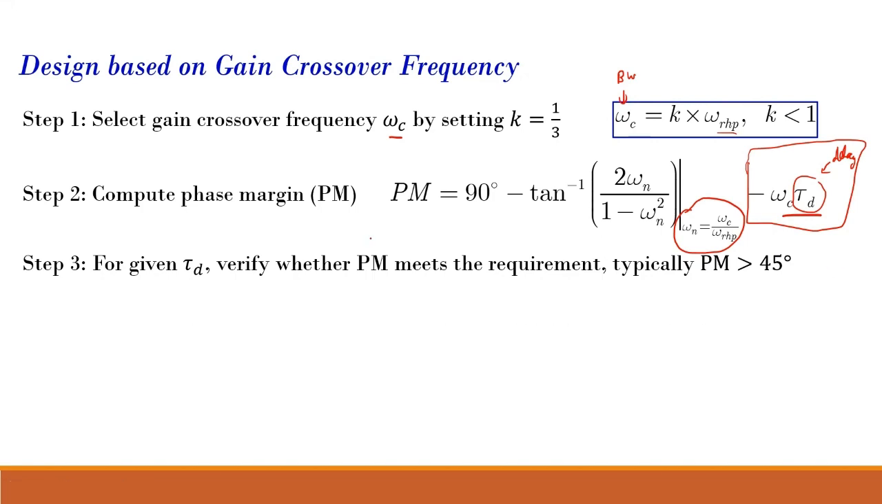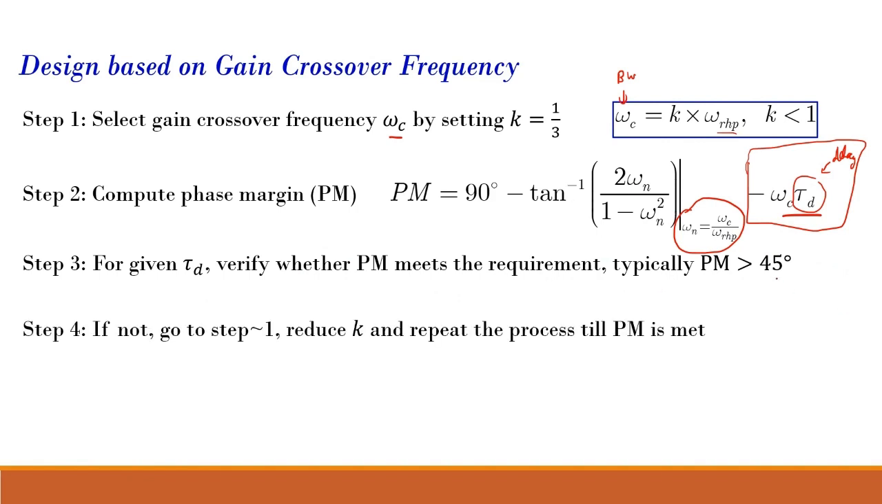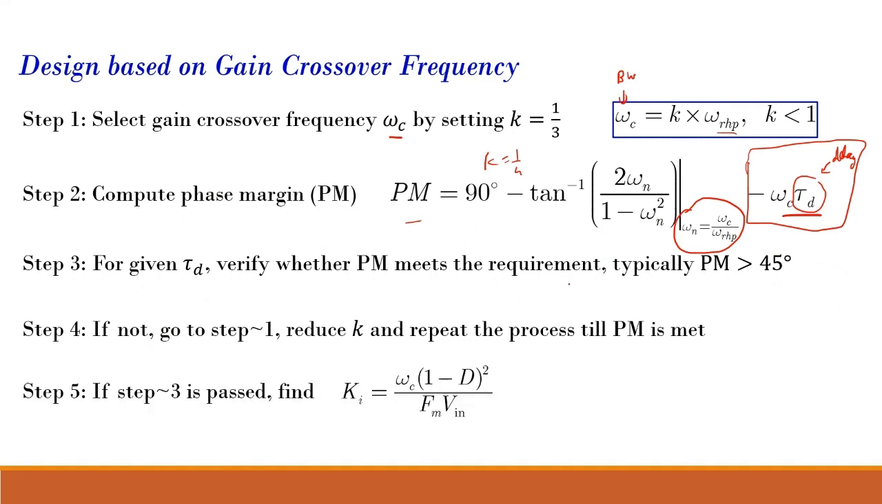So what we do is take the tau d which is given and see whether the phase margin meets the requirement when we substitute it over here. If the phase margin is greater than 45 degrees, we are happy. If it is not greater than 45 degrees, we reduce k; we make it k equal to 1/4, then find the phase margin and check again. We keep repeating until the phase margin is greater than 45 degrees. And then we will find ki.